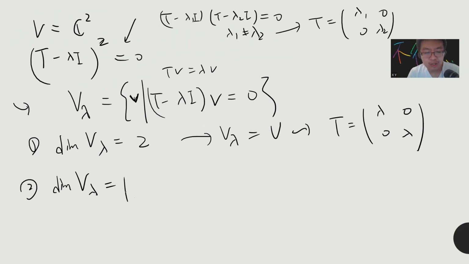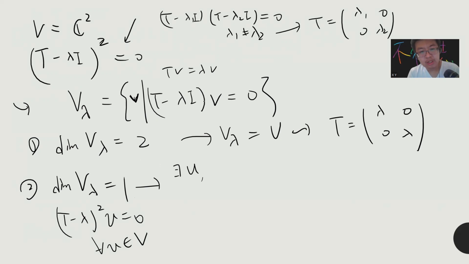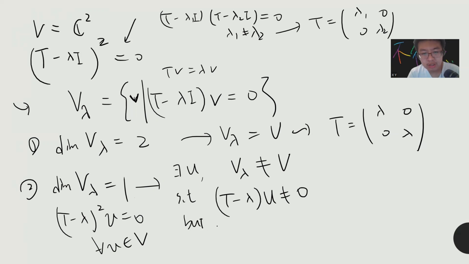Otherwise it's not an eigenvalue, right? So the dimension of V_lambda can be 1. In this case, there is a u such that, even though the dimension of V_lambda is 1, we still have (T minus lambda)^2 on any v equal to 0, for anything v belonging to V. But (T minus lambda) on V_lambda is different, so V_lambda is different from V. So there is a u such that (T minus lambda I) on u is non-zero, but (T minus lambda I)^2 u must be 0.